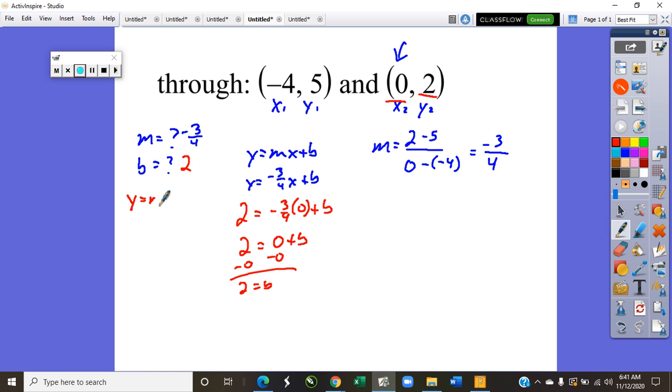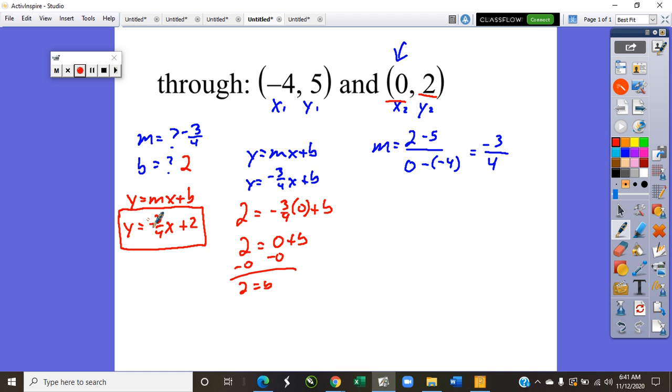So now all I have to do is write my equation. y equals mx plus b. So y equals, slope is -3/4 x, and this 2 is positive, so plus 2. That's my final answer for that one. Does that make sense?